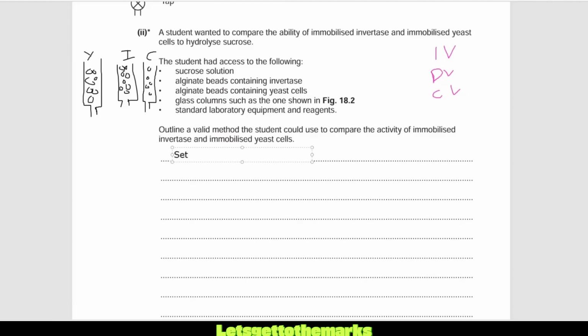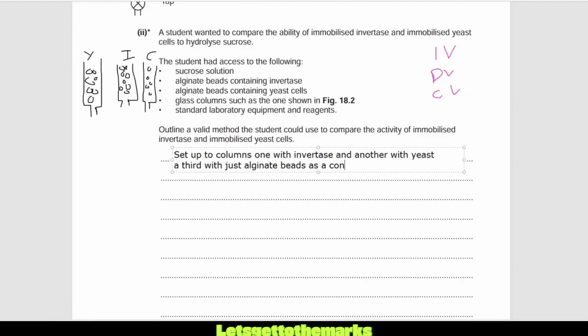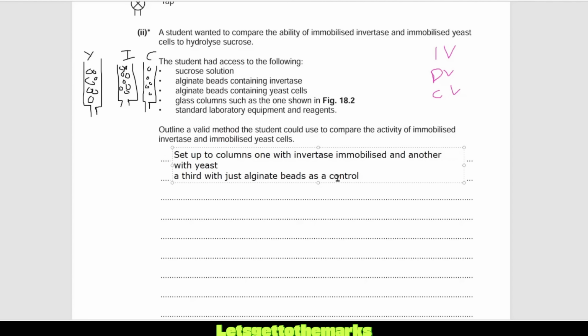So set up 2 columns, one with invertase and another with yeast. A third with just alginate beads as a control. What I should do, set up a column, one with immobilized invertase and another with immobilized yeast. Hopefully, the examiner might get a bit funky and say you didn't say the immobilized ones, although that's what we're supposed to be investigating. So there we go.